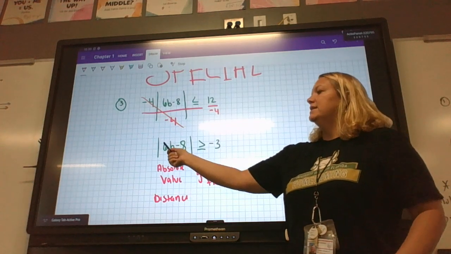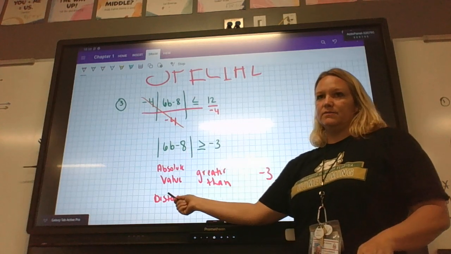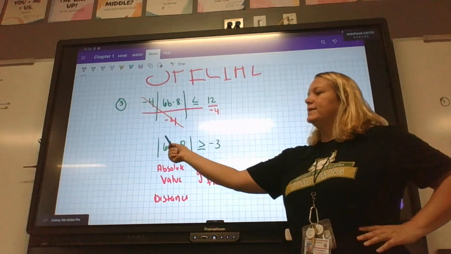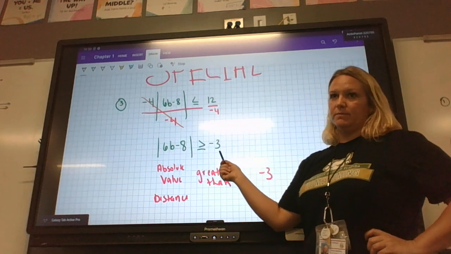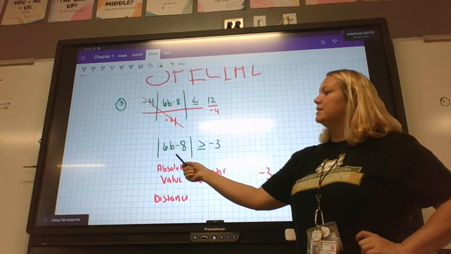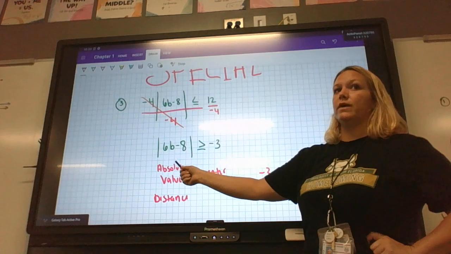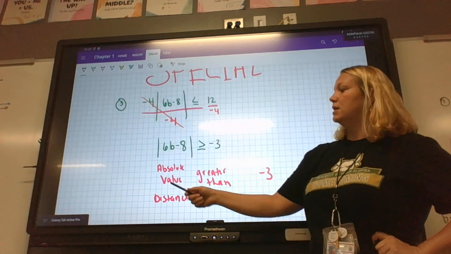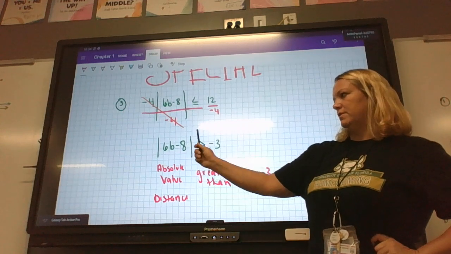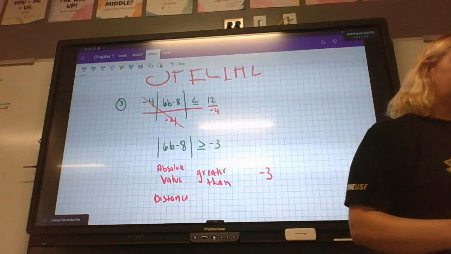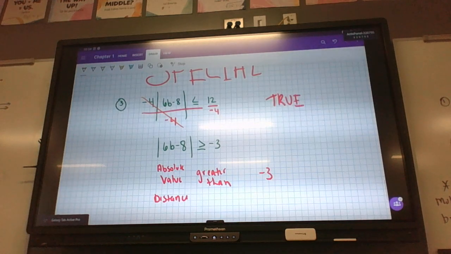In fact, it doesn't matter what I put in here. The bars are going to make anything in here positive, right? So this will always be a positive number. And positive numbers are always greater than negative numbers. So what's special here is I can plug anything in for b, and it will always be true. This is true always for infinity, true for all real numbers. There's nothing I can plug in here that would make this false. Everything positive is greater than negative. So this answer is true for all real numbers.